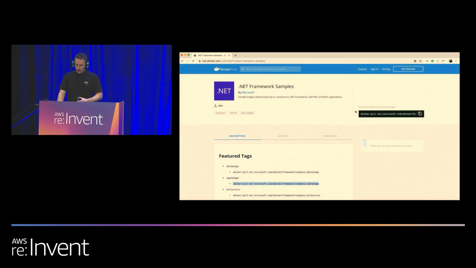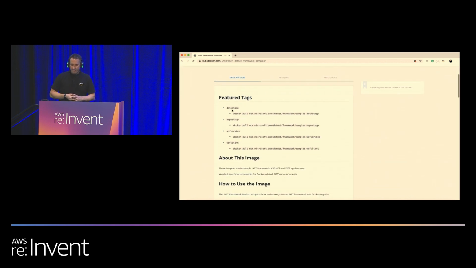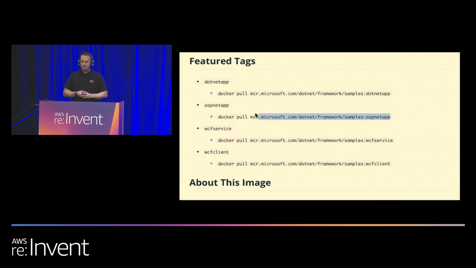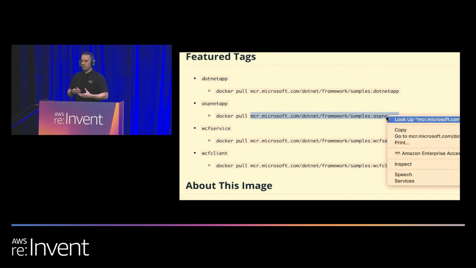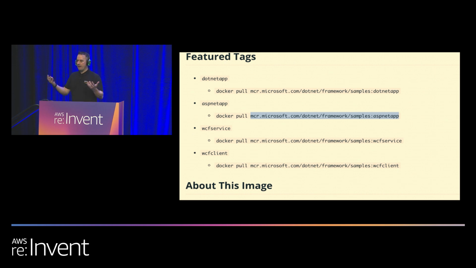If you go to the Microsoft .NET Framework samples, they have base images for lots of different project types. So you can see this docker pull ASP.NET app. If you run that Docker command on your local Docker machine, it will download that Docker container and run it.